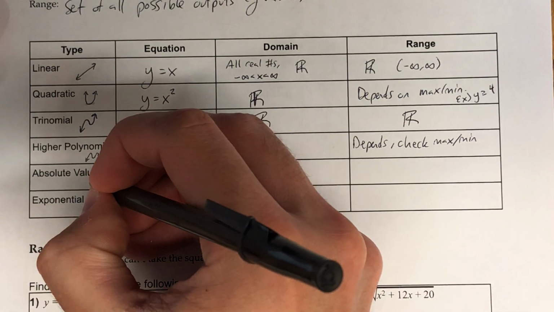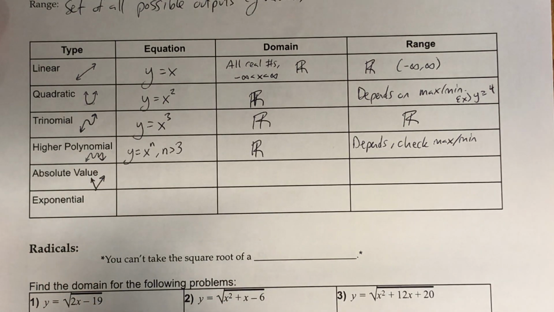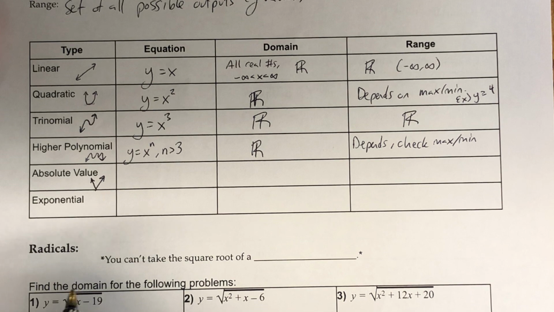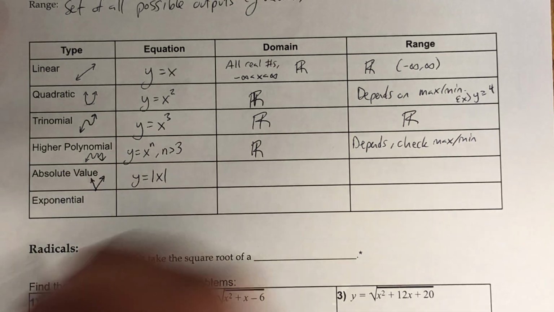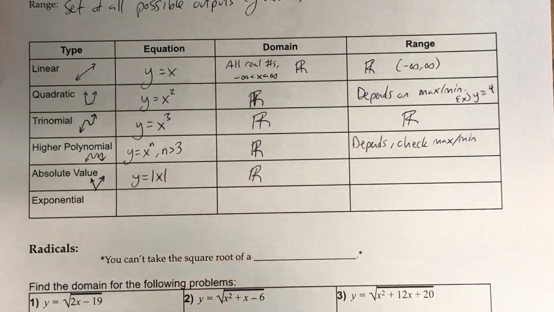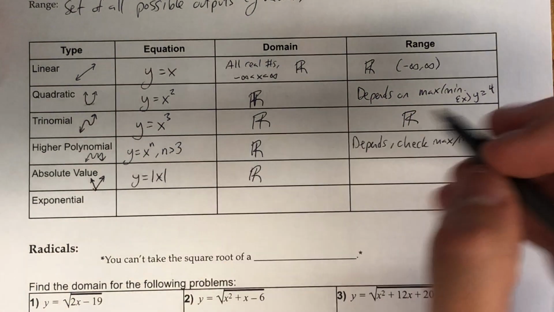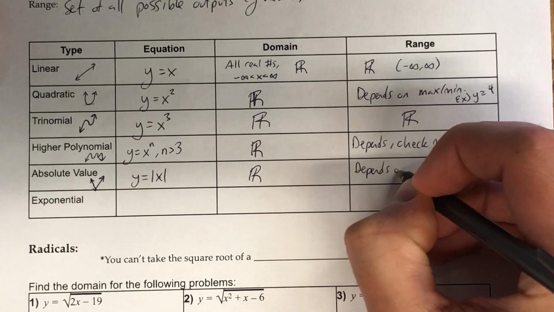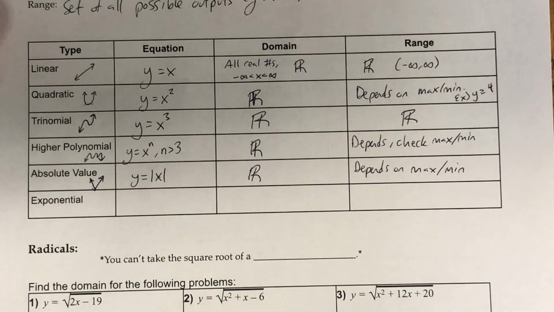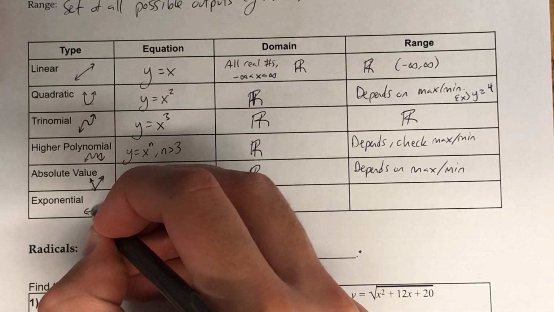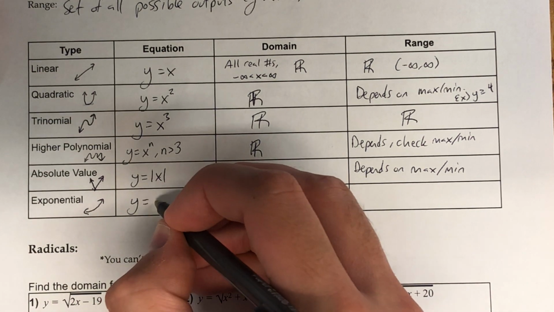Absolute value functions, remember, like this, have that sharp point. It's rigid, and those are y equals the absolute value of x. These ones, there's never anything you can't plug in for x, so our domain's all reals. For our range, again, it has a low point, so it depends on the maximum or the minimum if it were reflected, so facing down.